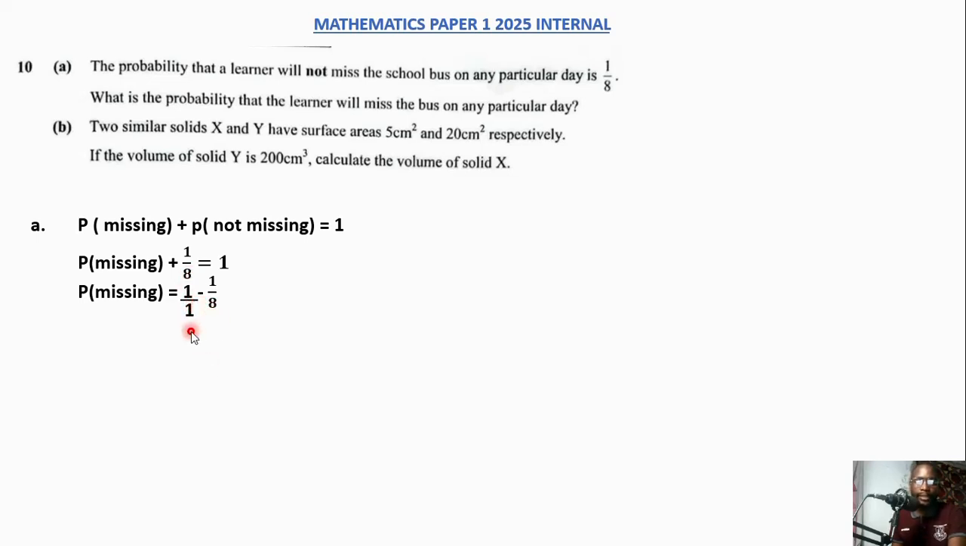Now after that, you just need to look for the common denominator. So the probability of missing should be equal to, what is the common denominator here? The number where 1 and 8 can go into without leaving a remainder. That number is 8. This is the 8 I've put here. So 1 into 8 is 8, and 8 times the 1 which is on top, the answer is still 8. This is the 8 I've written here.